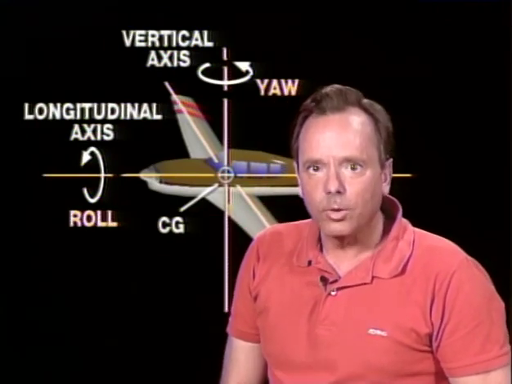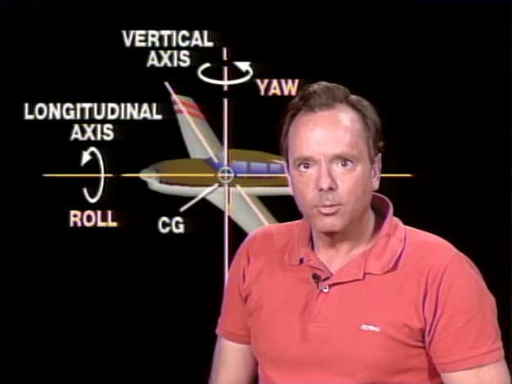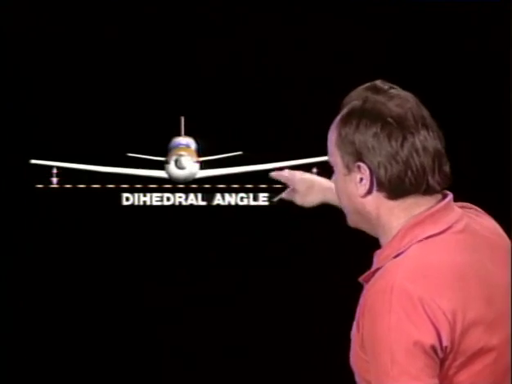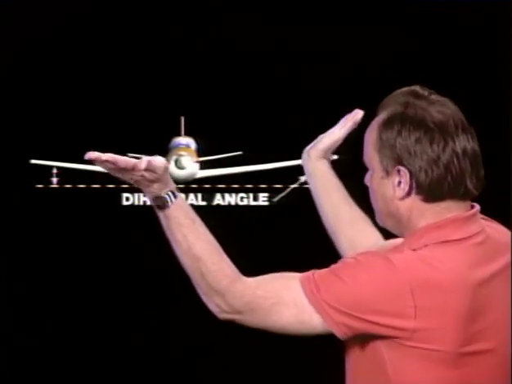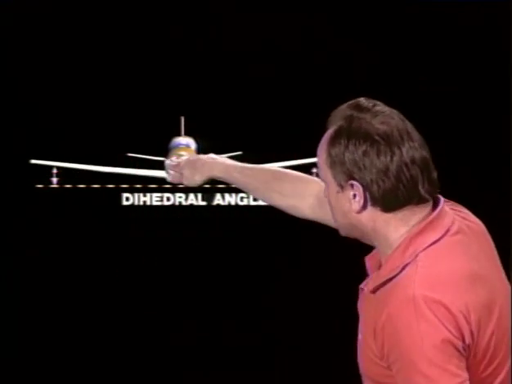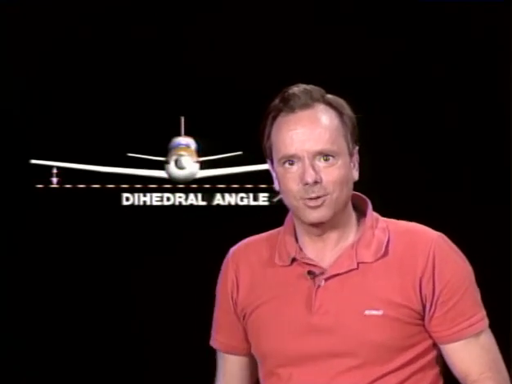Now, let's take a look at lateral dihedral. Lateral dihedral contributes most of the stability of an airplane about its longitudinal axis. Now here's dihedral, and it's the bending up of the wings, and it has to do with stability about the longitudinal axis of the aircraft. That's that same axis we talked about earlier.